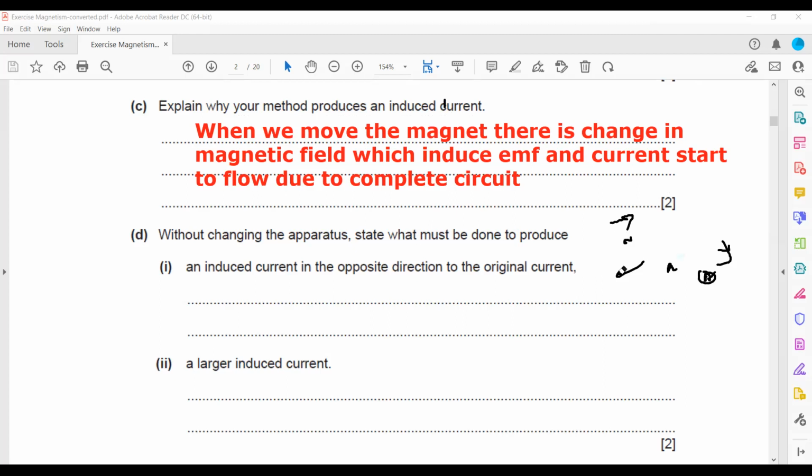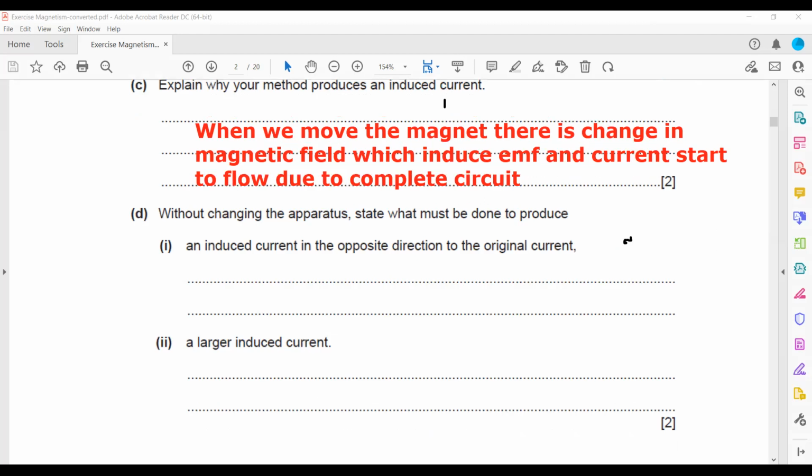Then the next part: without changing the apparatus, we don't want to change the apparatus. State what must be done to produce an induced current in the opposite direction of the original. We want to change the direction of the current only. We don't want to change the value, we just want to change the direction. So what we should do is move the magnet in the opposite direction. If first it was moved towards the right hand side, now it should be moved towards the left hand side. As a result, the induced current will be produced but in the opposite direction to the original one.